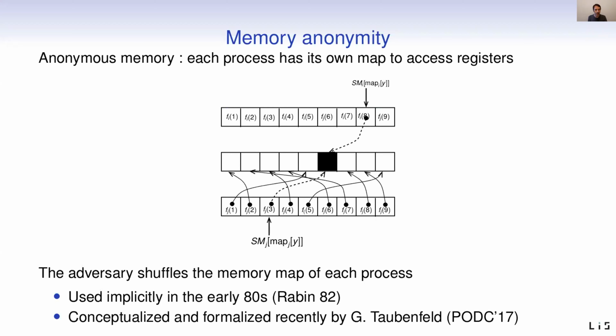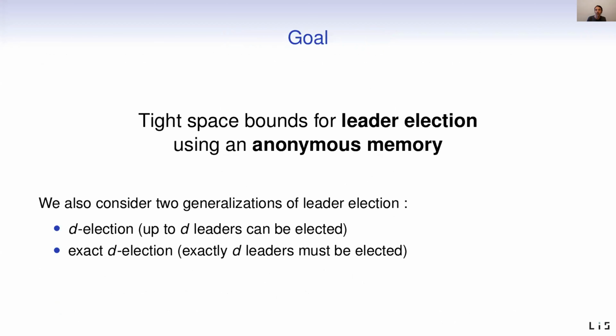If we take an adversarial view of this, it means that the adversary shuffles the memory map of each process. Now, this model was used implicitly in the early 80s in a paper by Rabin, but it has been formalized only recently by Gadi Taubenfeld in his PODC paper from 3 years ago. Now, our goal in this work is to obtain tight space bounds for leader election using an anonymous memory.